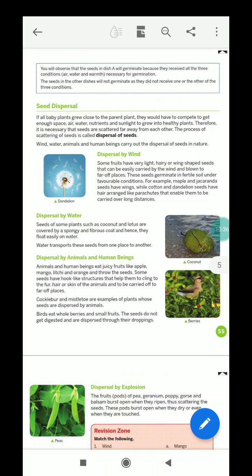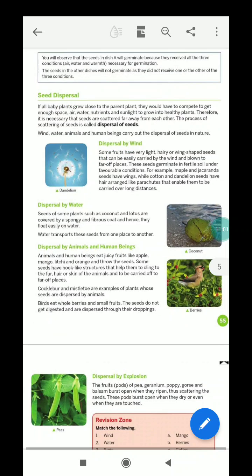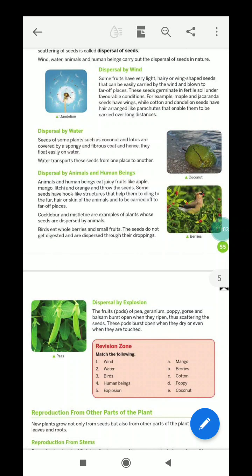Dispersal by water occurs in the case of coconut, lotus and some other aquatic plants. Their seeds fall into the water, and the water carries them away to a far distance. There, if they get the three favorable conditions, they will grow into a new plant.